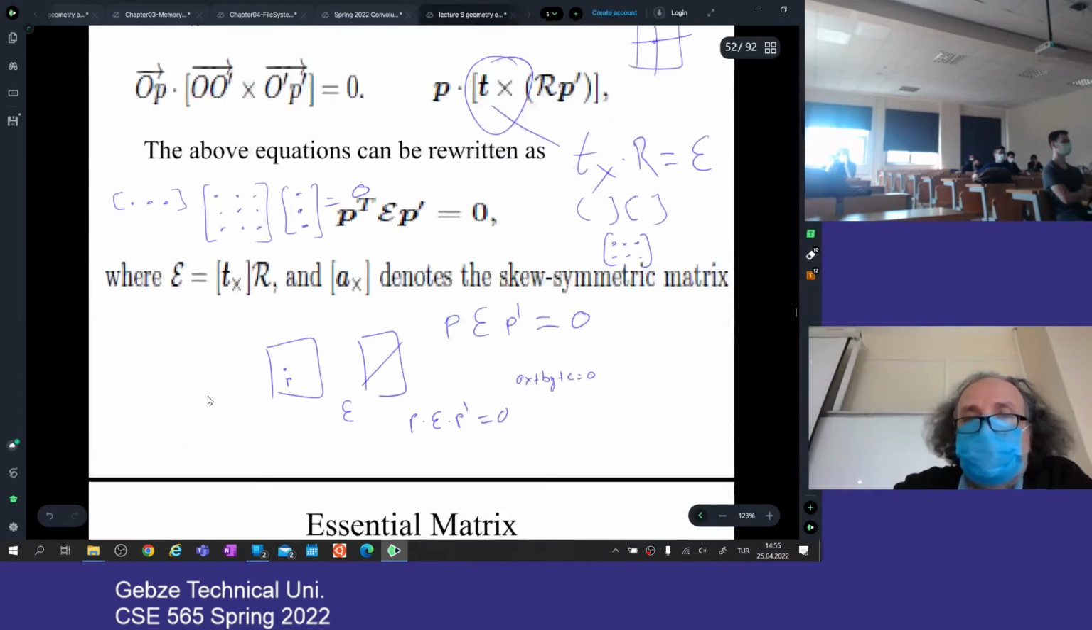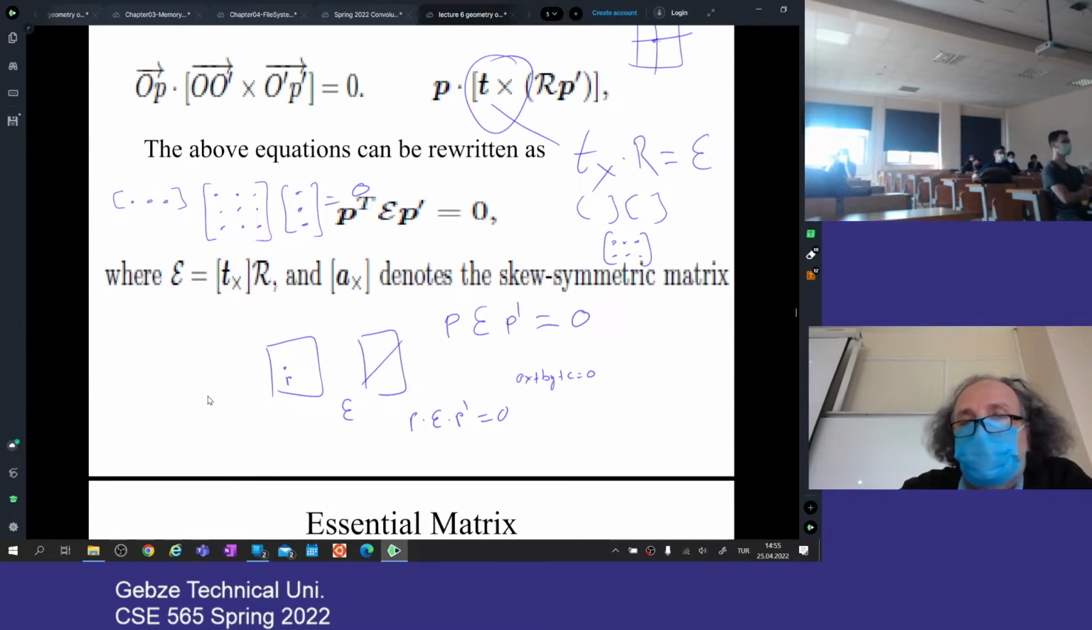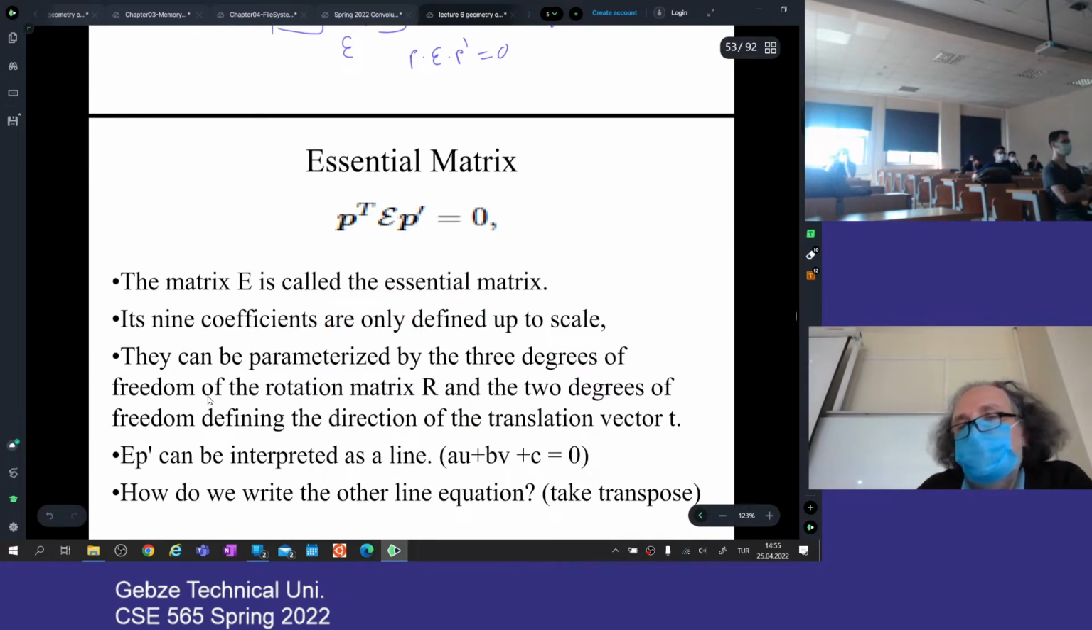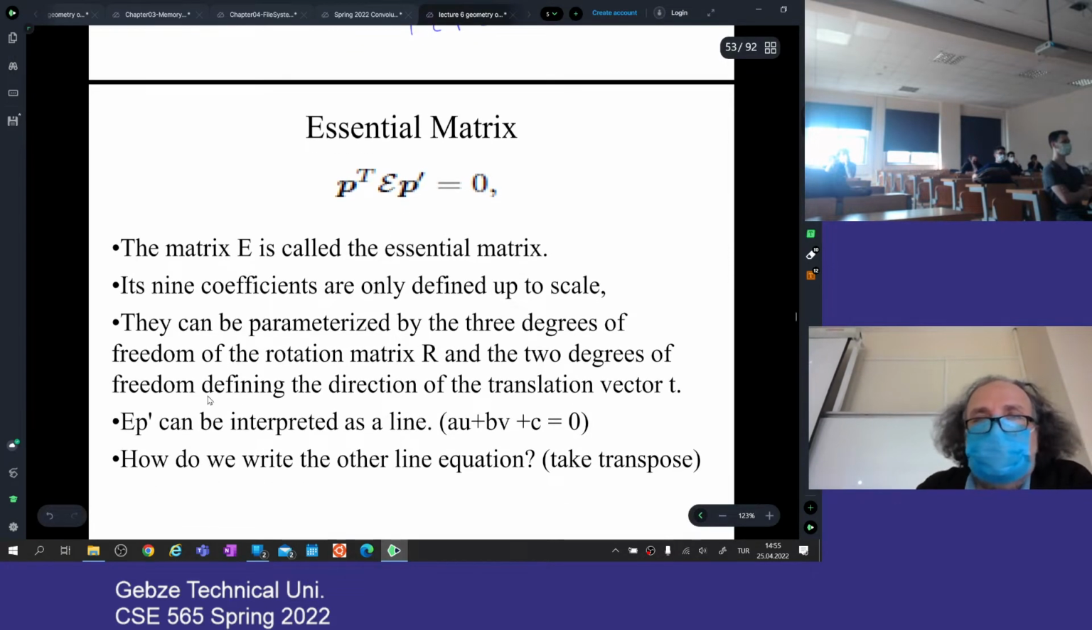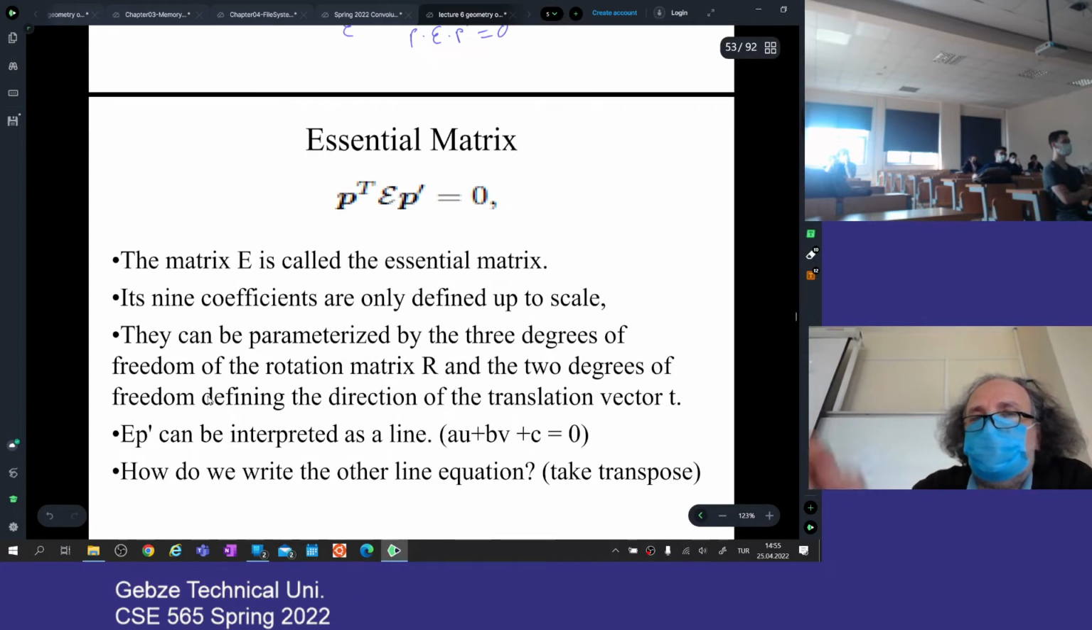So what am I going to do now? In that case, the essential matrix is nice, but I need to do something to make it work with the image coordinate system, and I will come to that in a few minutes. So here is the essential matrix. It is shown with this letter E. It has 9 coefficients, but it is only defined up to a scale. Can anybody tell me what this is? It has 9 values in it, but it is only defined up to a scale.